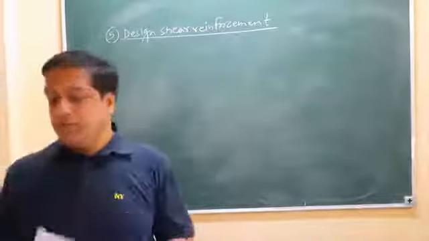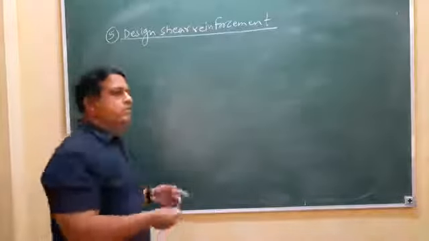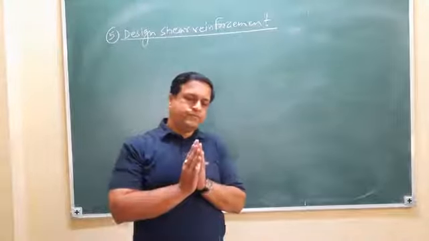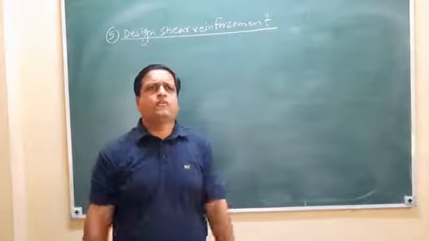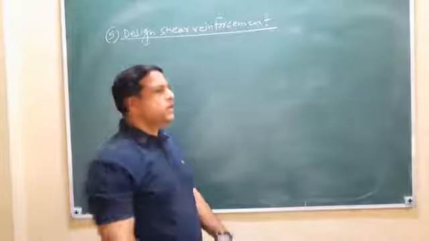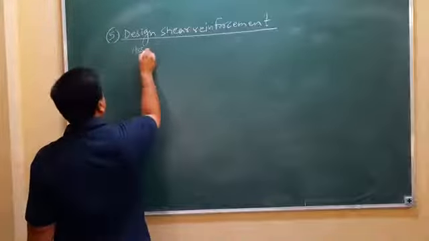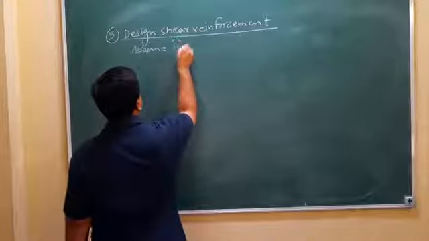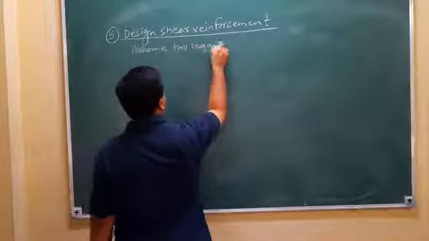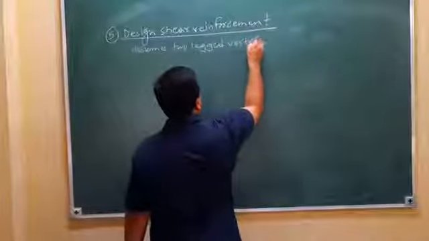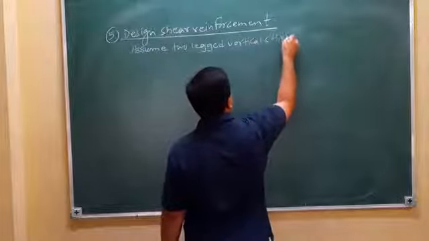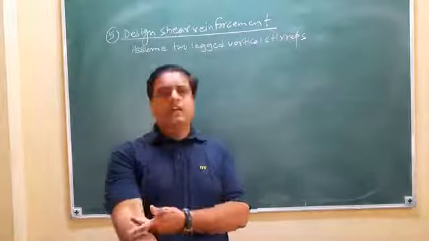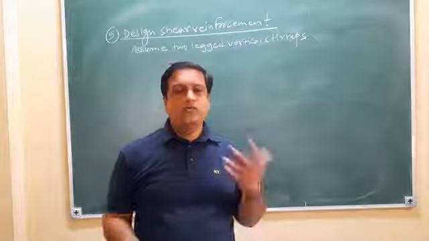Design of a shear reinforcement is nothing but you have to assume the proper form of a shear reinforcement and provide the spacing. The general form of a shear reinforcement is vertical stirrups. So, assume the form of a shear reinforcement: assume two-legged vertical stirrups. It is the form of a shear reinforcement, and find out the spacing.